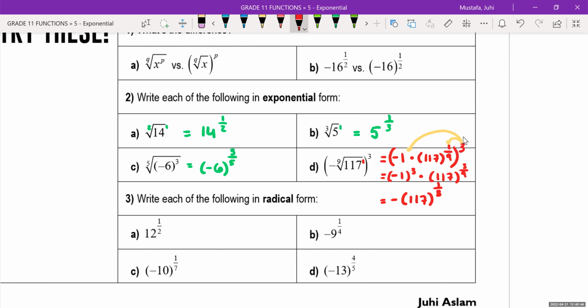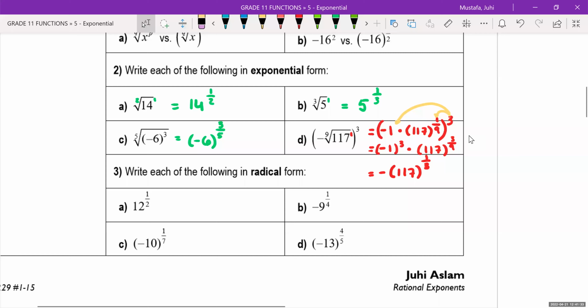Is this okay though? Changing from exponential to radical form? Are we okay with this? Yes. So why did you separate negative from non?